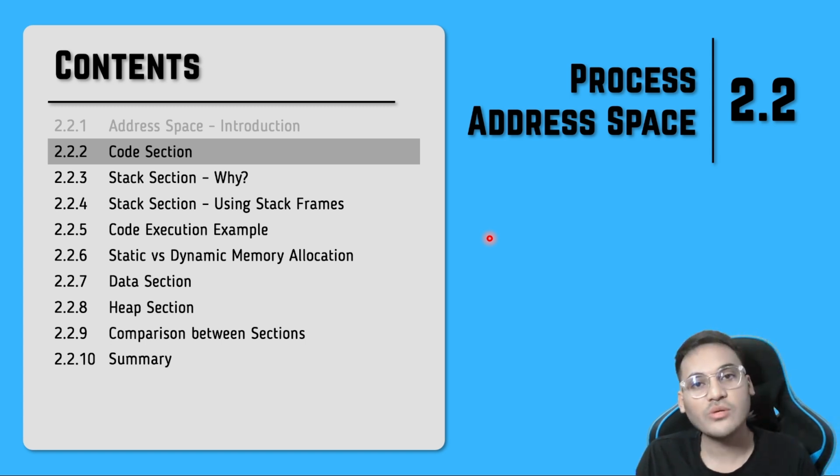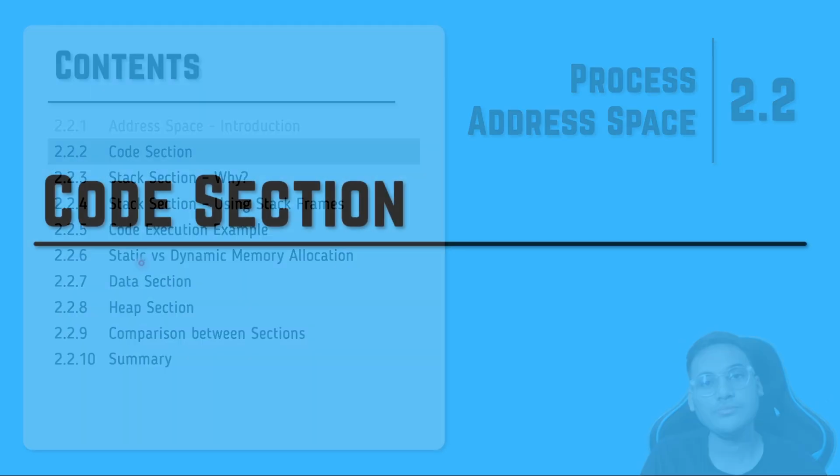We also saw in the previous video that our address space is organized into different sections, like code, stack, heap, and data section. Each of them has a dedicated use. Starting from this video, we are going to pick each section and talk about them one by one in detail. Let us start with the code section in this video and understand why it is used.